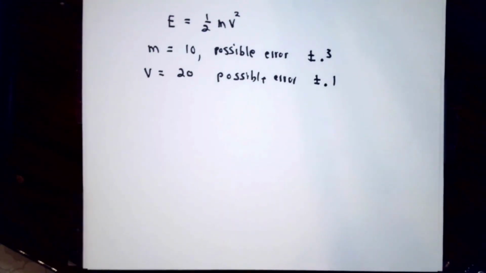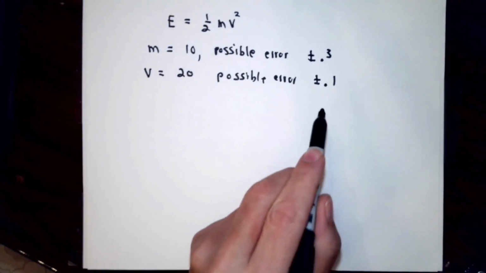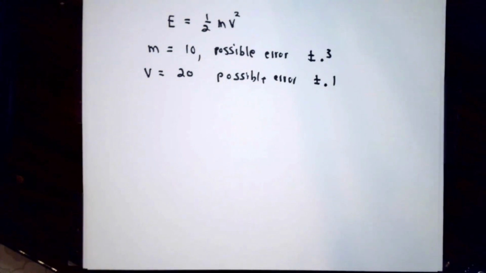The speed will be 20 meters per second, but again, I had to measure that, and I'll say, in this case, I might be as much as 0.1 meter per second low or high. When we do differentials, the names of the variables mean nothing to us. We've been using z for the thing that we're estimating, but now I'll just use e. The names of the variables usually have been x and y, but now they'll be m and v.